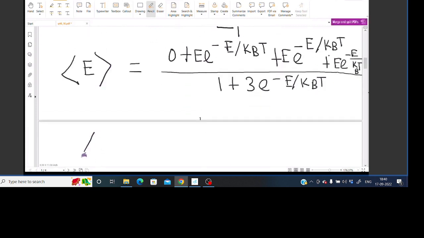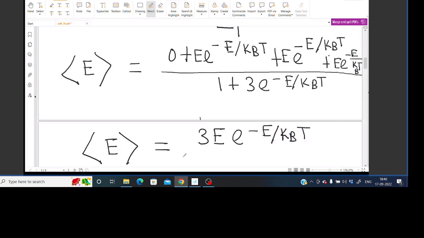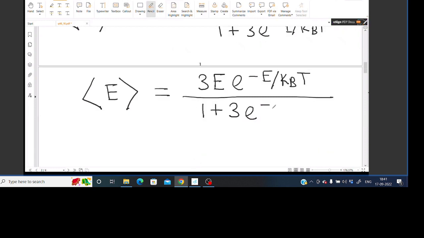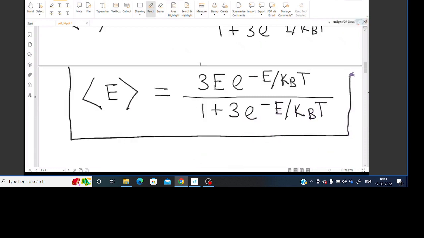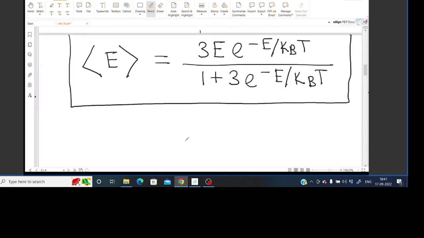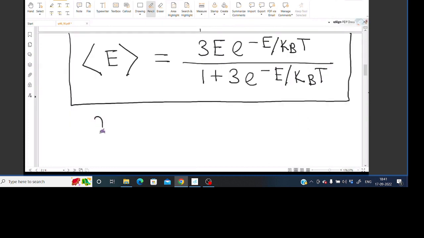After some simplification, the mean energy turns out to be 3E e to the power minus E by kBT by 1 plus 3 e to the power minus E by kBT. So this is the mean energy. So in this question, option D is correct.